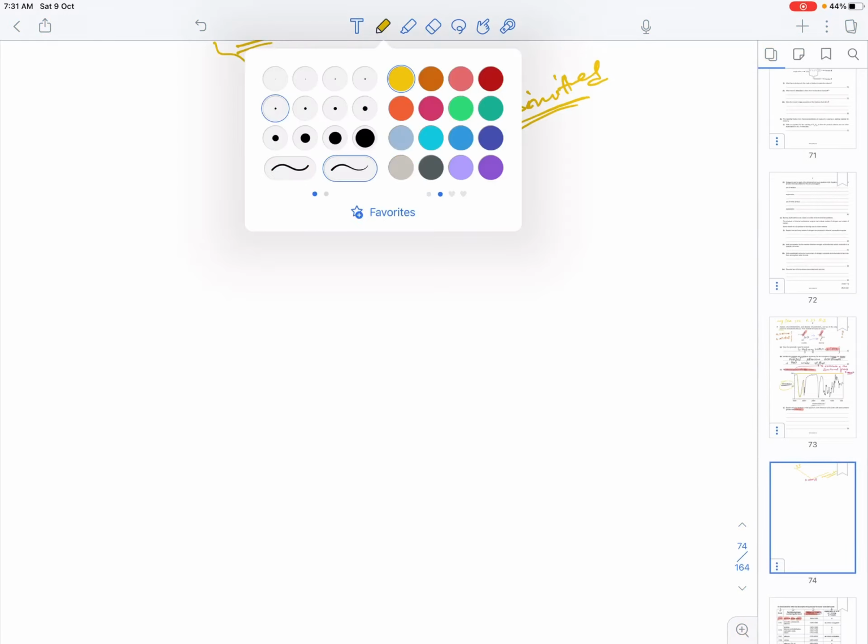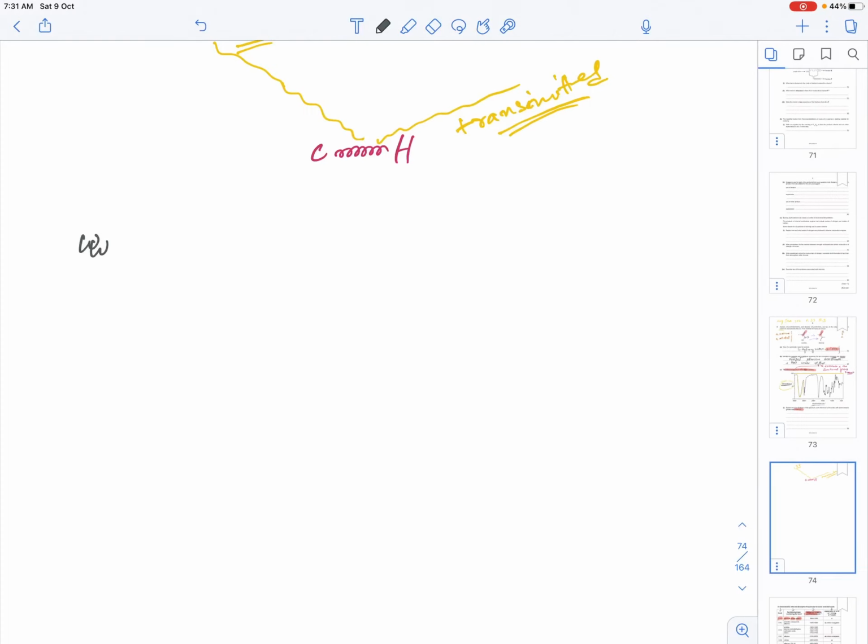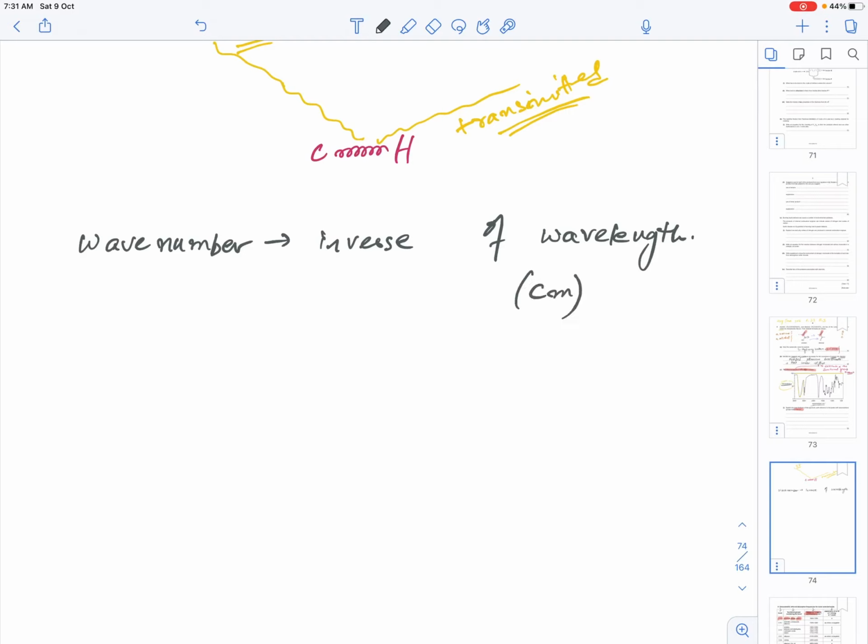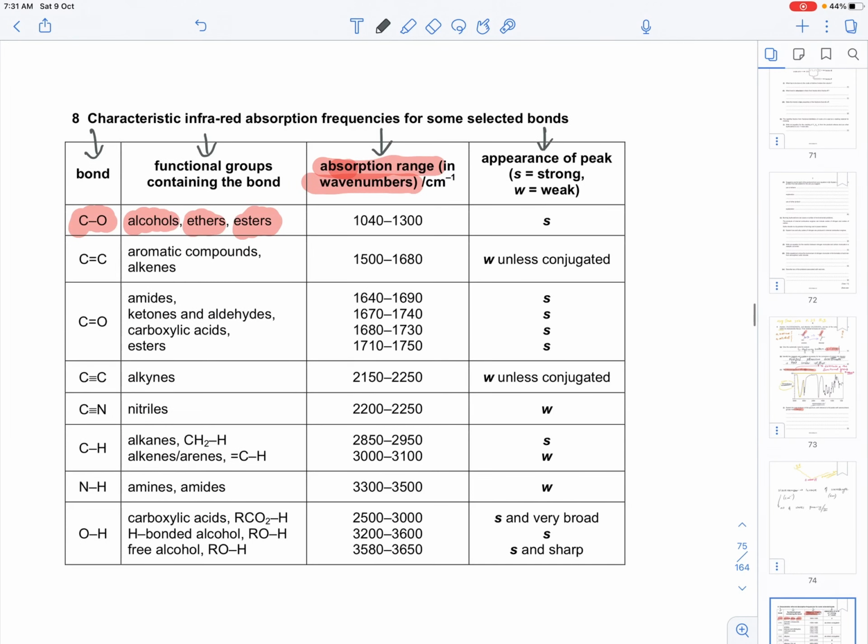So wave number is the inverse of wavelength. If the unit of wavelength is centimeter, the unit of wave number would be per centimeter. Wave number can be defined as the number of waves passing per centimeter. This would be the definition of wave number. So we are measuring the wave numbers of the absorption ranges.